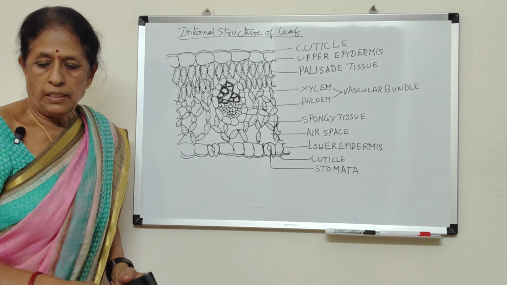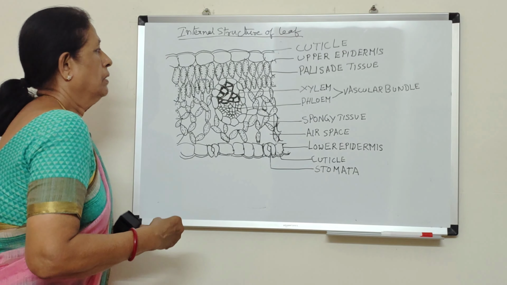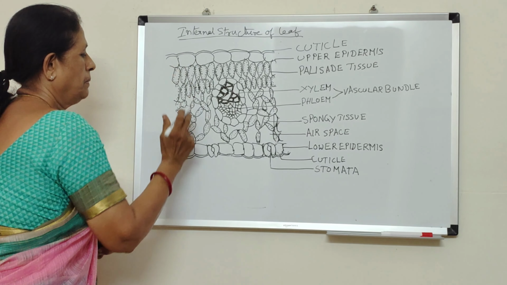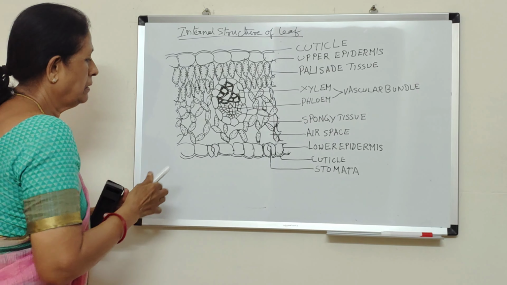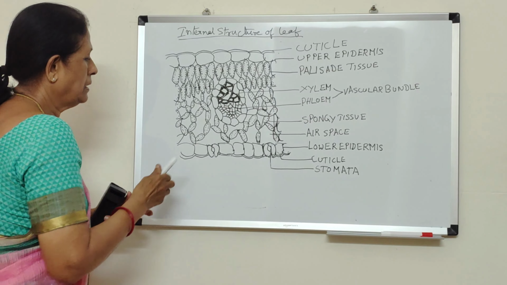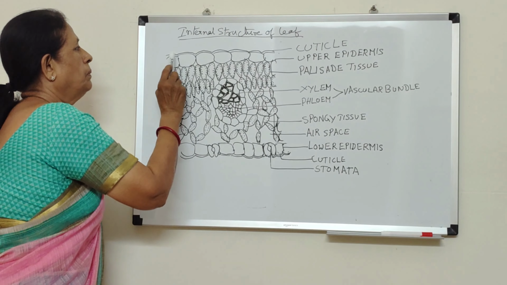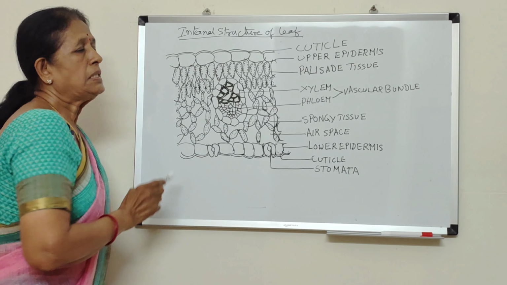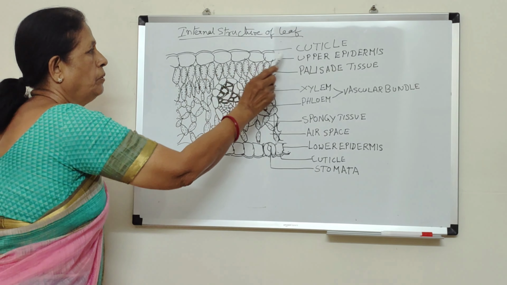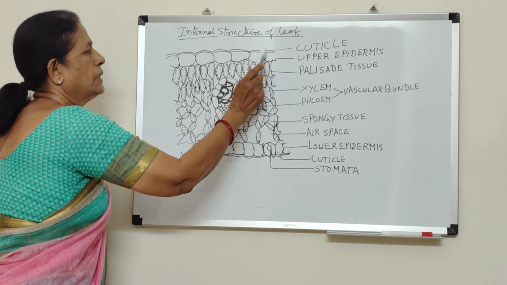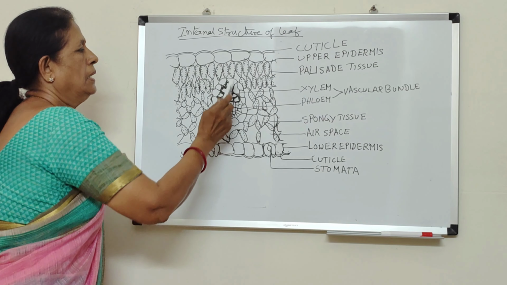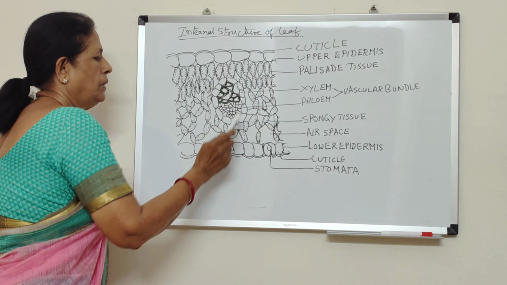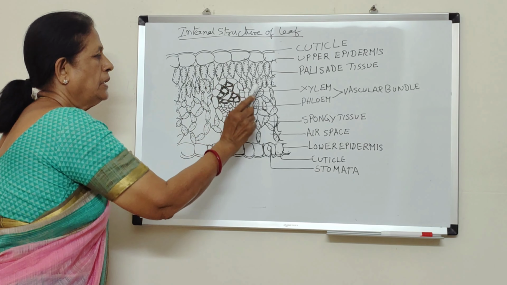First of all, the leaf is covered by two layers, epidermis. This is the upper epidermis, and this one is the lower epidermis. These two layers will protect the internal cells. And above the epidermis, there is a thin layer which is called a cuticle. The cuticle is the thin layer present over the upper and lower epidermis, above and below, and they enclose the tissue.